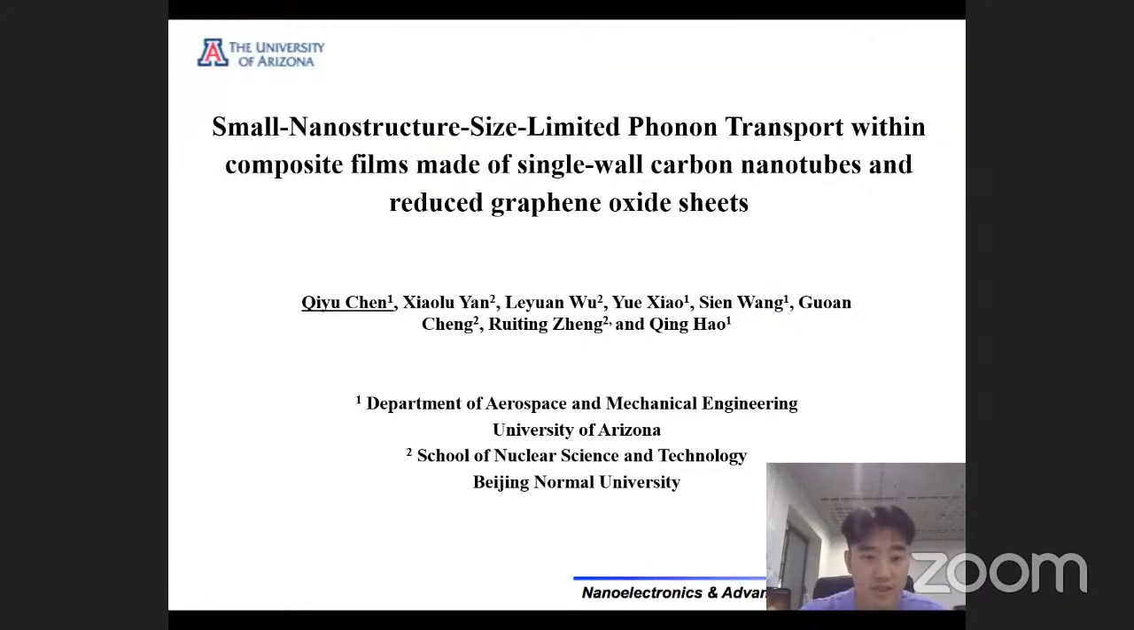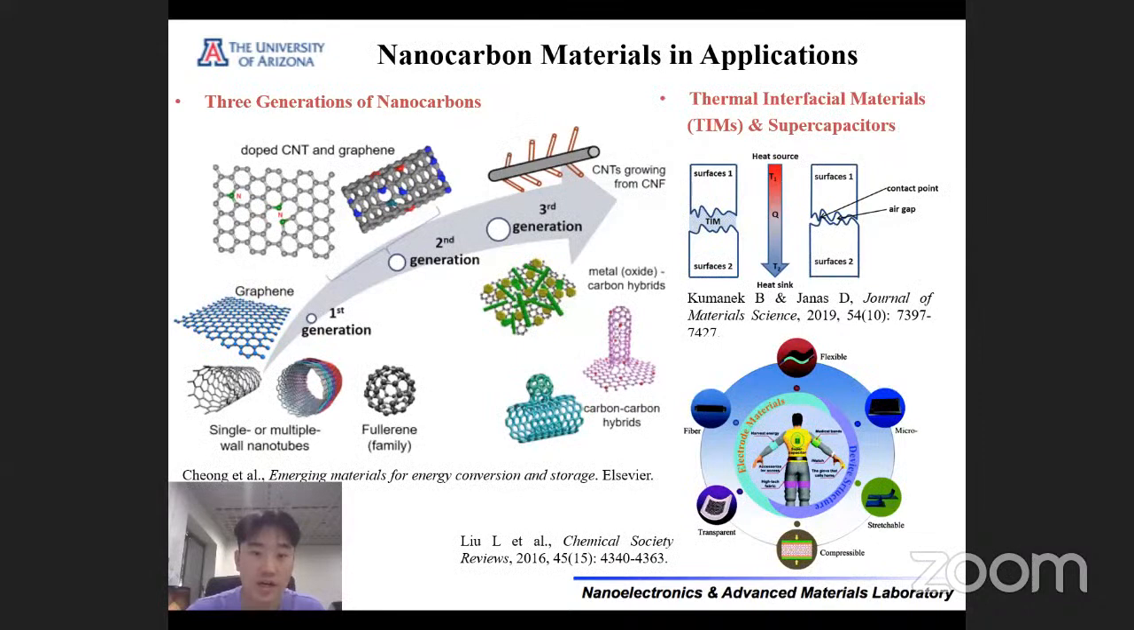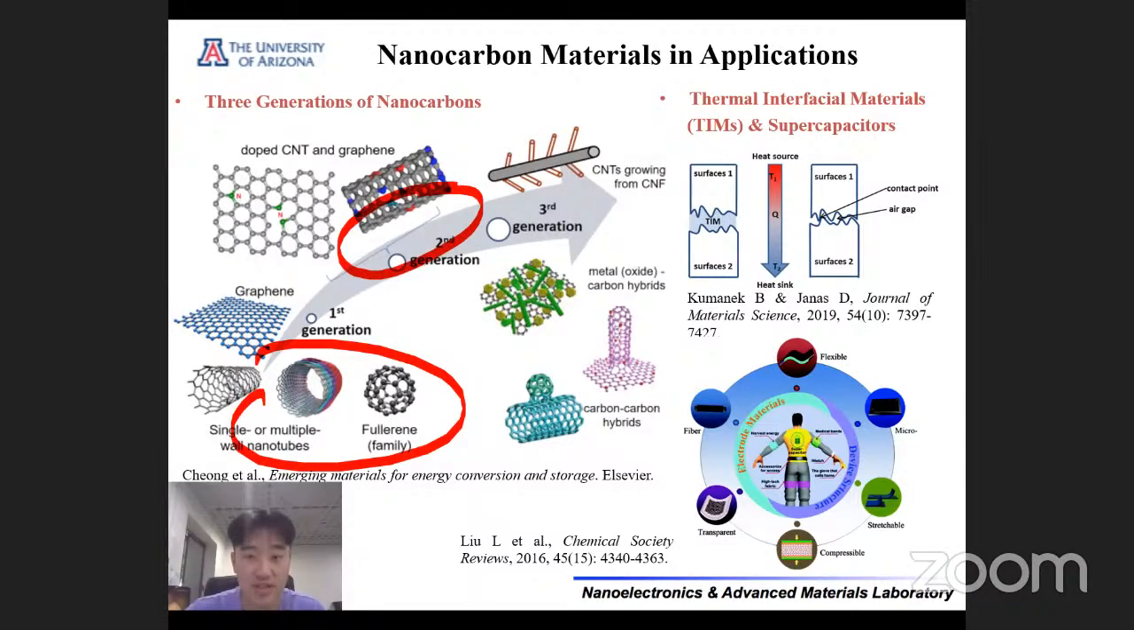Hello, everyone. This is Qiyu. I'm from the University of Arizona, and today my topic is a small nanostructure size limit for phonon transport within composite films made of single-wall carbon nanotubes and reduced graphene oxide sheets. This talk is about the nanocarbon materials. Generally, there are three generations of the nanocarbons. The first generation is the graphene and carbon nanotubes. The second is the doped nanocarbons, and the third generation is the carbon-carbon hybrids.